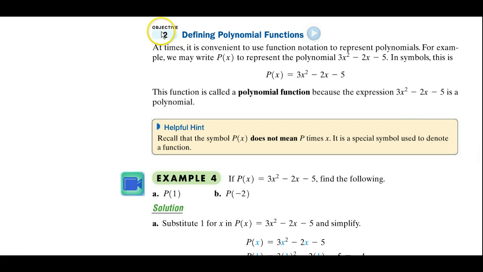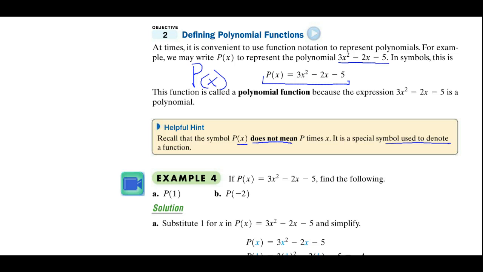Now as we go on to objective 2, defining polynomial functions, here we have an expression. If we put the function symbol that we had earlier in front of that, then this becomes a polynomial function. Because now it's sort of an equation, and recall we had values for x that we would substitute in, where we were dealing with functions in chapter 3. And we want to remind you that when you see something in parentheses in the function notation, it does not mean multiplication. It's just part of function notation.